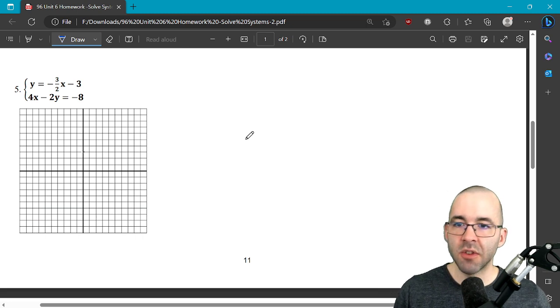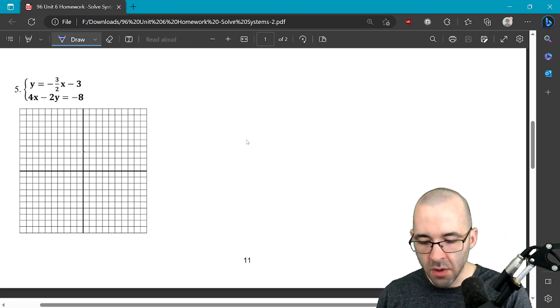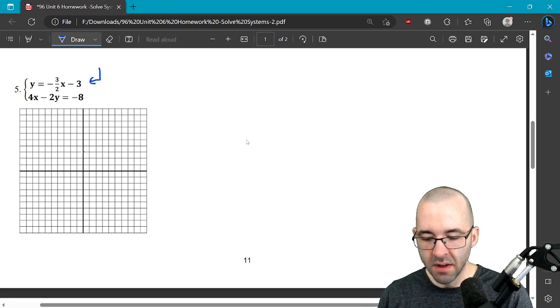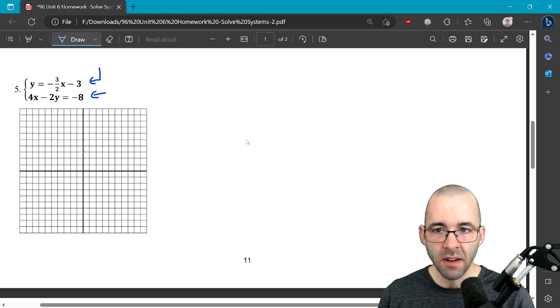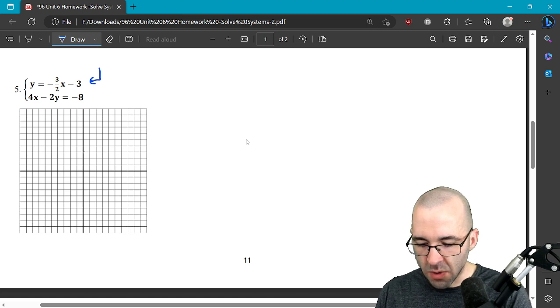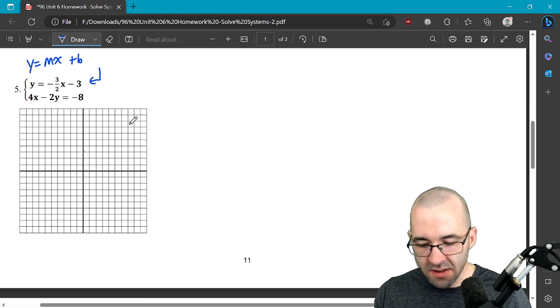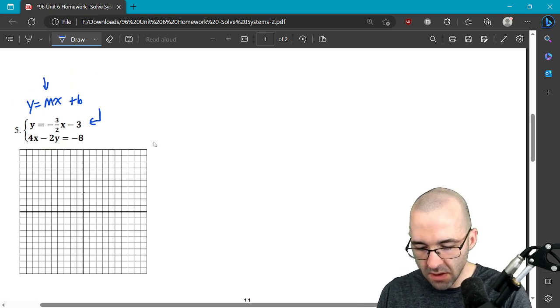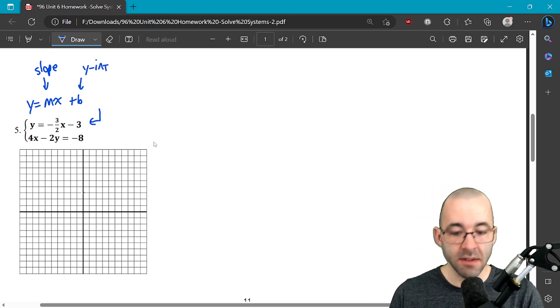So number 5, we have 2 graphs, or 2 lines, 2 equations. One is already in slope-intercept form. The other is not. And that's okay. So let's graph this first one first. Slope-intercept form. Remember, y equals mx plus b. M is the slope, and b is the y-intercept. That's where it crosses the y-axis.